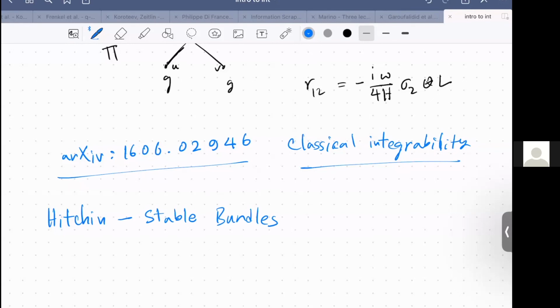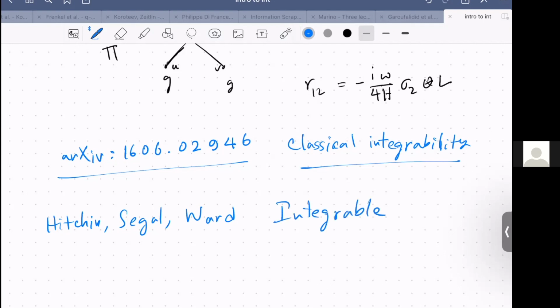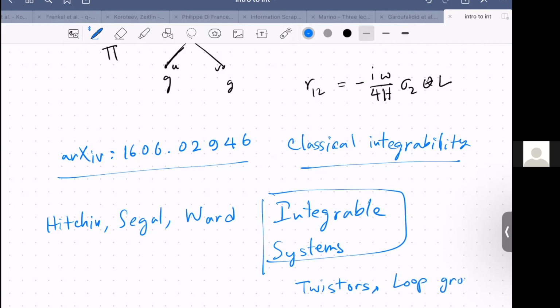Actually, sorry, this is the original paper. It's very nice, but maybe I can give something a bit more review-like. There's a short book by Hitchin, Segal, and Ward. The title is Integrable Systems, but it has a subtitle, which is Twistors, Loop Groups, and Riemann Surfaces.